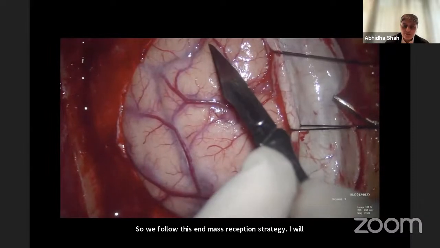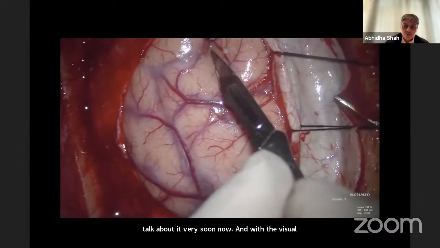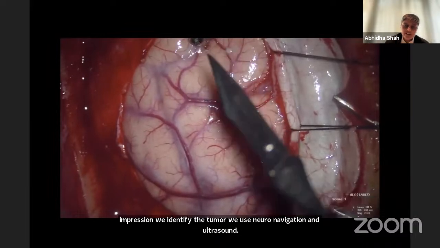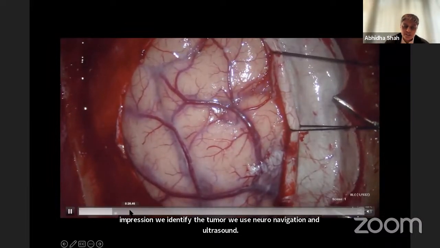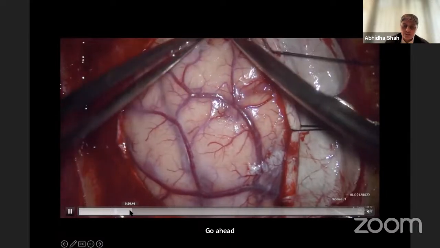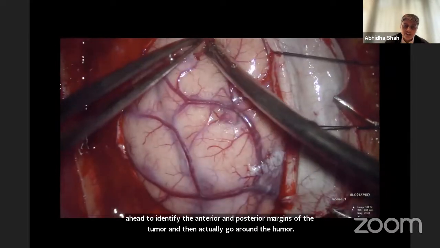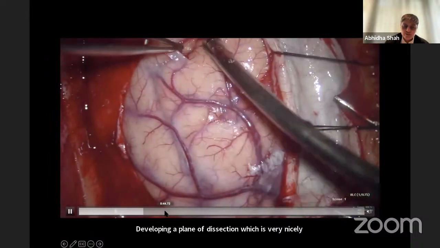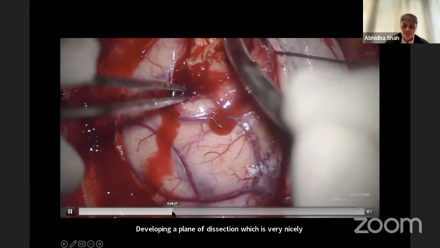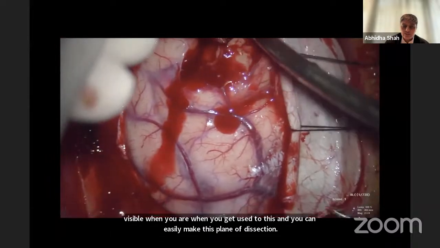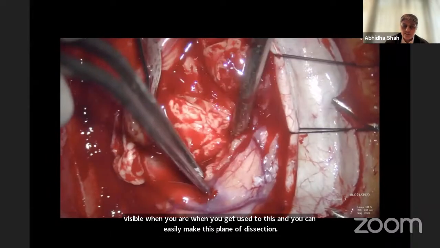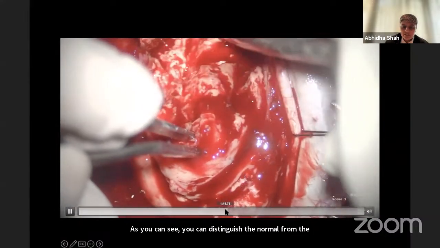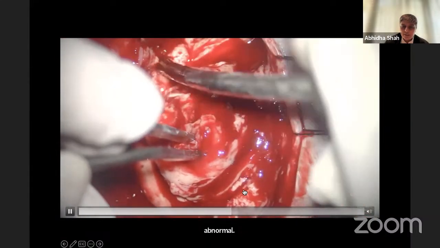With a visual impression, we identify the tumor. We use neuronavigation and ultrasound to identify the anterior and posterior margins of the tumor, and then actually go around the tumor, developing a plane of dissection, which is very nicely visible when you get used to this, and you can easily make this plane of dissection. As you can see, you can distinguish the normal from the abnormal, and you see the normal white matter in the depth.